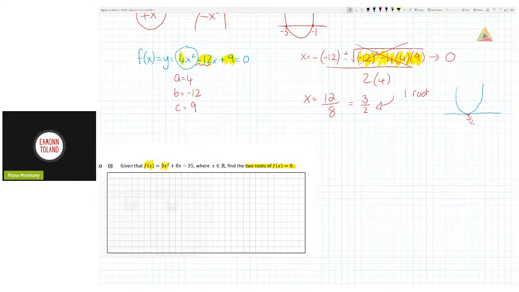So the first thing we're going to do is write f of x equals 0. So that's 3x squared plus 8x minus 35 equals 0. And we're going to find our 2 roots. In other words, they want us to solve that quadratic equation. If you want, you could solve that quadratic by using guide number, by factorizing it. Or if you like, we can use minus b formula.